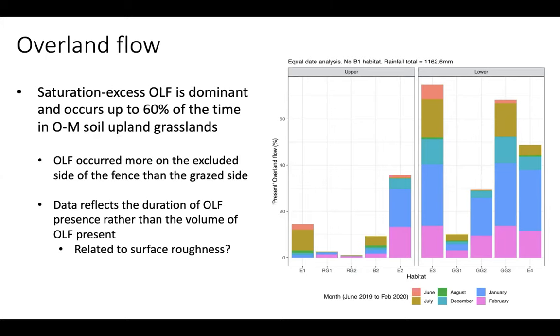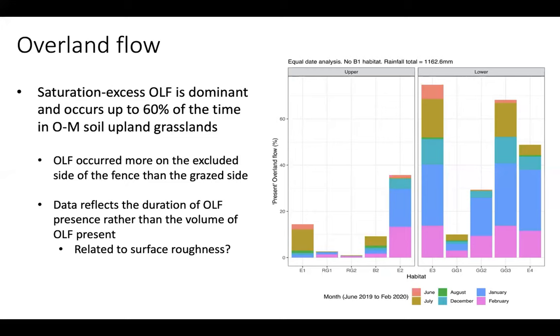So I know quite a few studies have come out saying that we think more overland flow occurs in the grazed side of habitats. Our results show that, or we don't know whether, sorry, we don't have a conclusion to say whether more overland flow occurs, but we can certainly say that the duration during which overland flow is present was longer in the excluded environment than it was in the grazed environment.